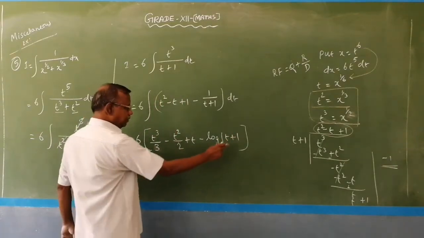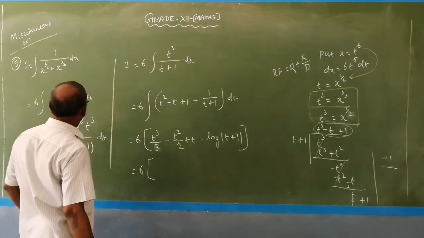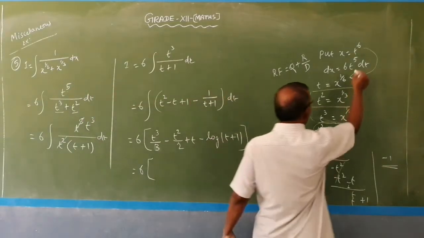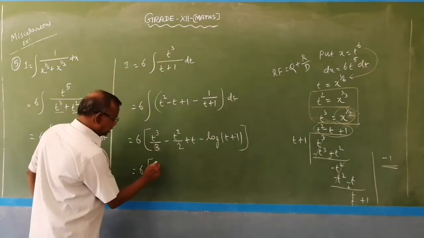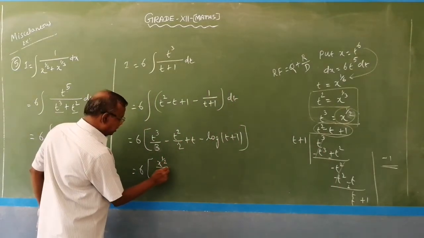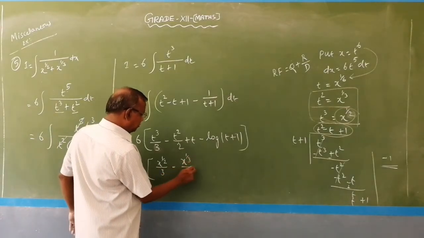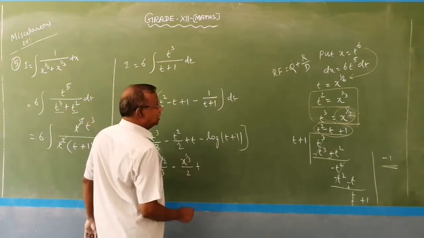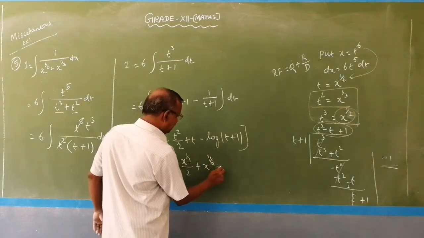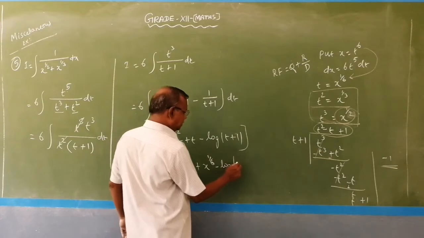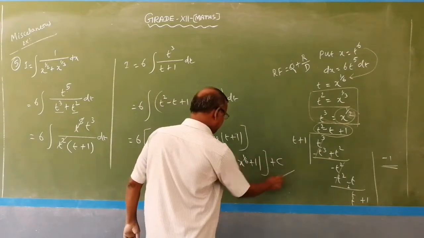So, recalling the value, we have 6 into t cube means x power 1 by 2, that is x power 1 by 2 by 3, minus x power 1 by 3 by 2, plus t means x power 1 by 6, minus log of modulus of x power 1 by 6 plus 1 plus c.